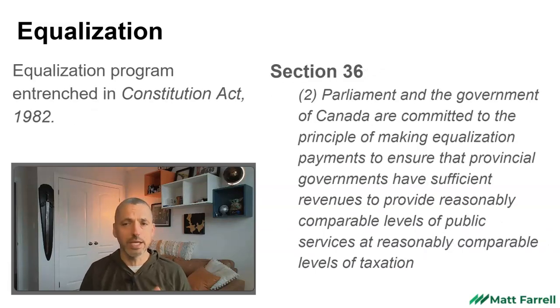Where does this come from? Well, the equalization formula is actually entrenched in the Constitution. The Constitution Act 1982 specifies that this system of payments will happen so that provincial governments have sufficient revenues to provide reasonably comparable levels of public service. The idea being that whether you live in Manitoba or British Columbia or New Brunswick, you should have roughly the same access to public services. And in areas with lower populations, the equalization formula can help them deliver services at the same level as some of the larger provinces.